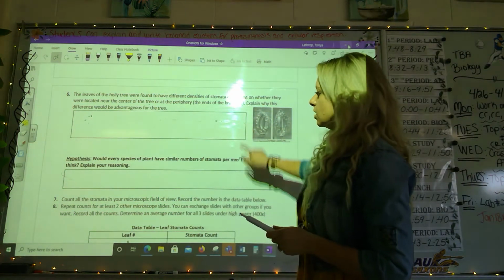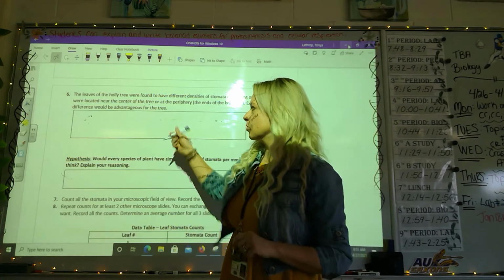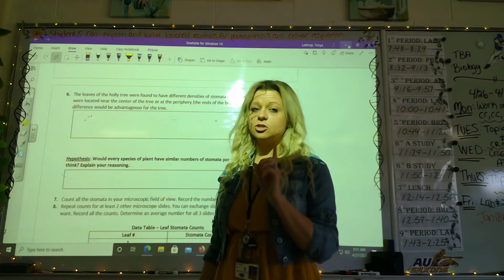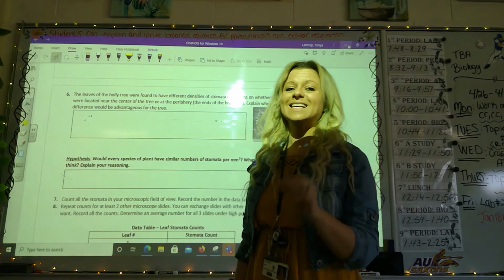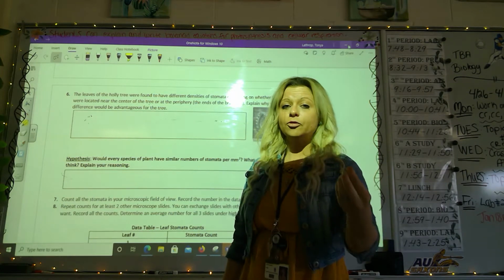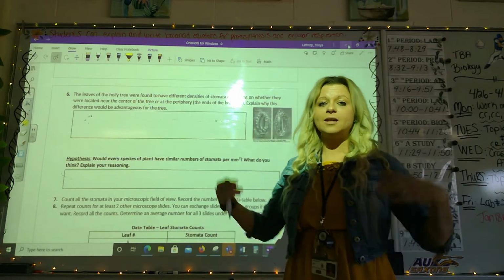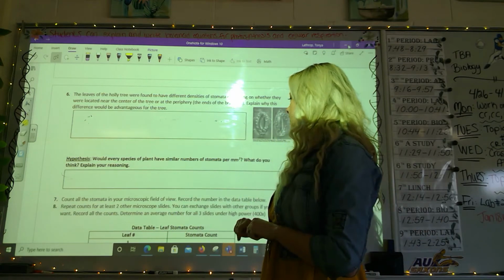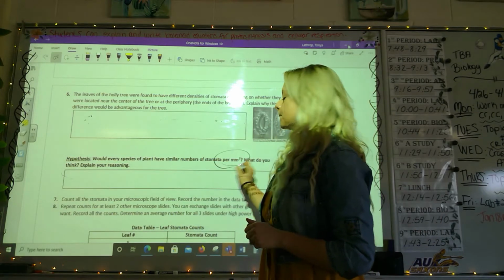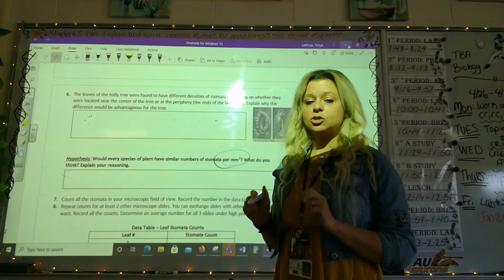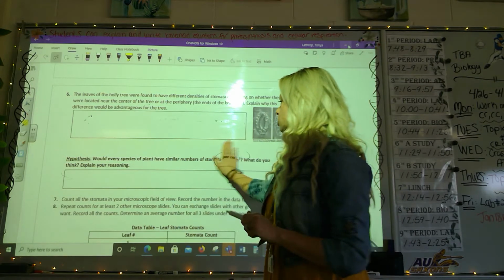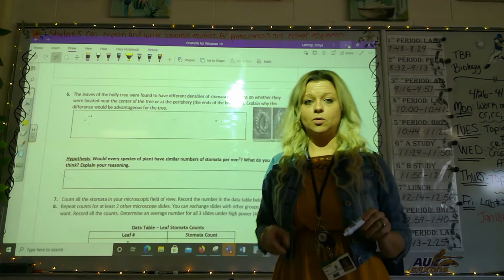So making sure that we are answering those for number 6 and your hypothesis. Your hypothesis does have to be as an if-then. So if species live in a different environment, then they'll have a different number of stomata per millimeter squared. Okay, so make sure that you have that for that part. All right, I'm going to scroll through.